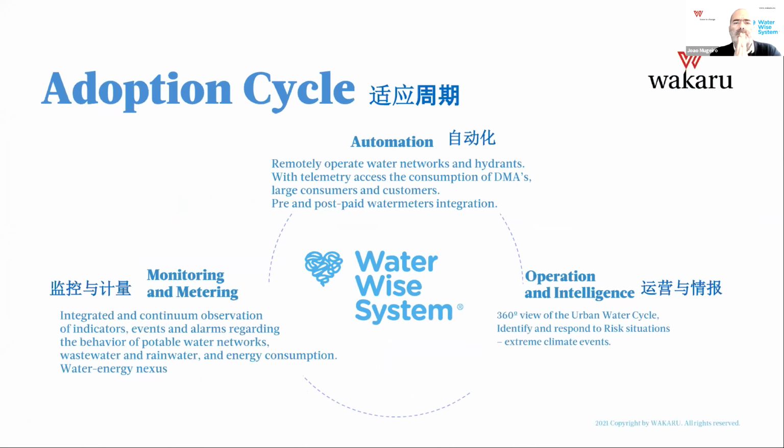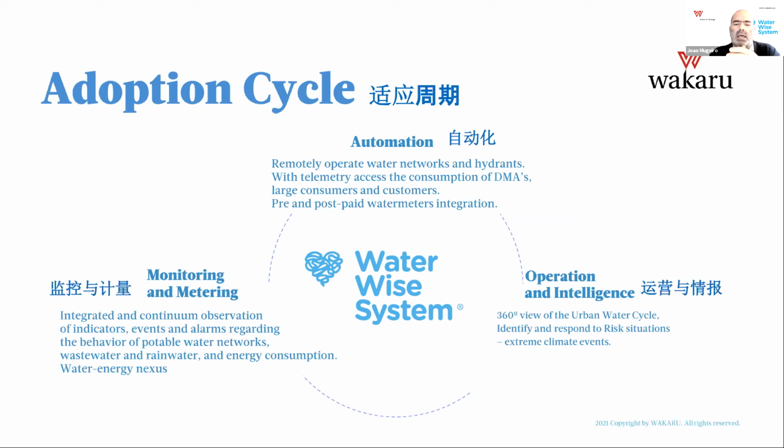This is the adoption cycle for the Waterwise system. First, we have to measure. So we have to monitor and meter what's going on in the water networks, either potable water, wastewater, rainwater, and other systems that the water companies need to tackle.